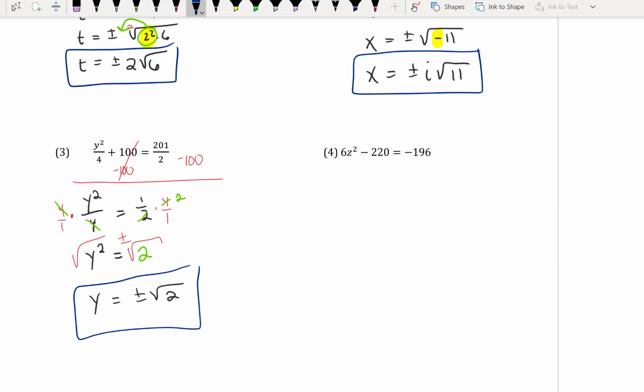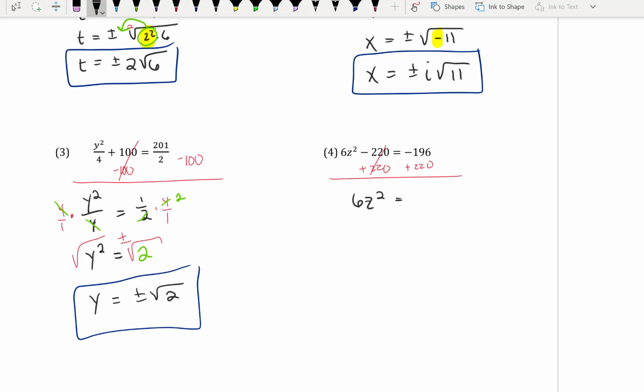So just because they're fractions, it doesn't mean that you should shy away. You guys are always allowed your calculator. So if you need to, use it. Now for number 4, I'm going to add 220 to both sides. Remember, your goal is to get that z isolated.